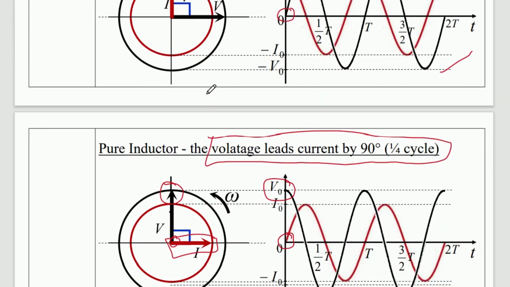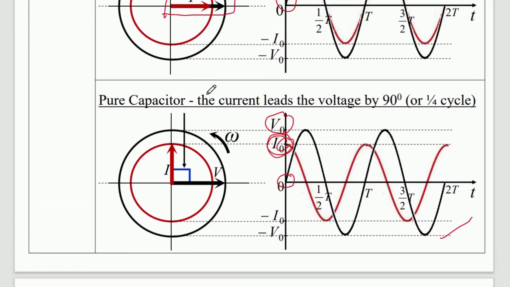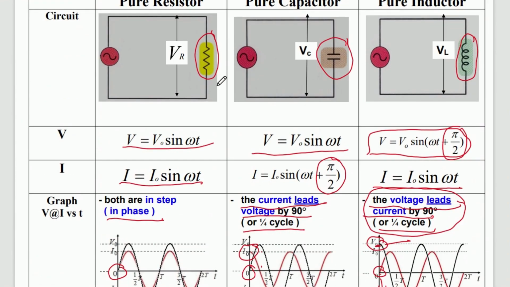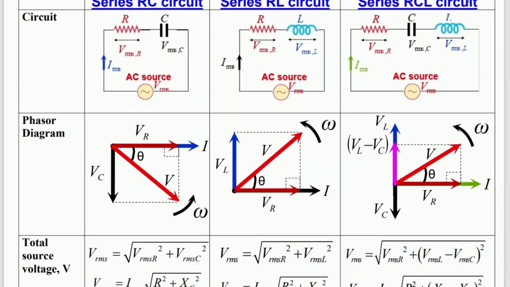Pure inductor, pure capacitor and pure resistor. Okay, now we continue with the combination of circuits. So we continue with the other types of AC circuit. We have the series RC circuit, series RL circuit and also the series RCL circuit.